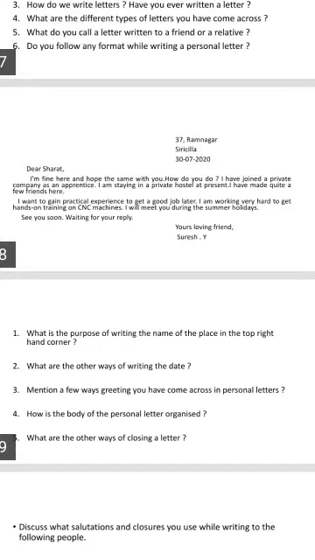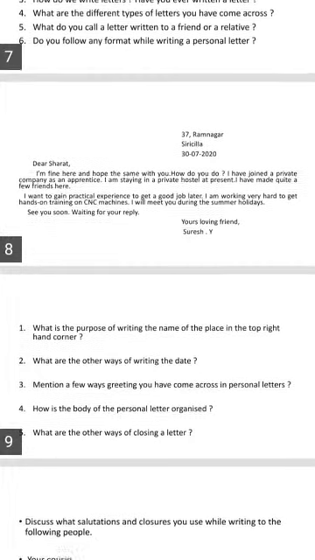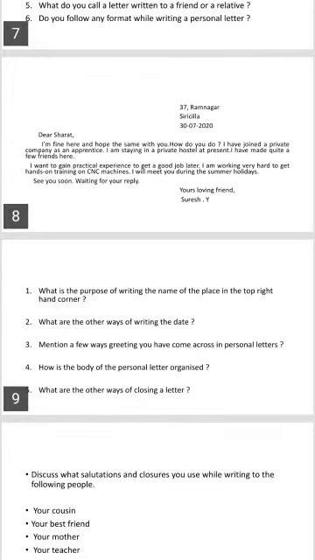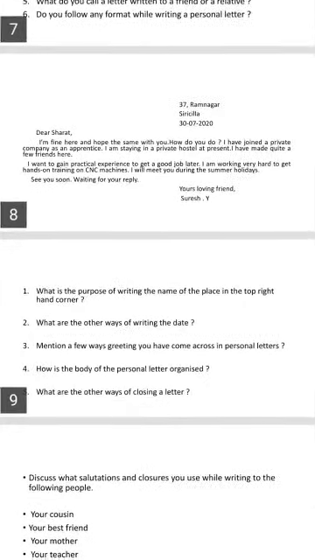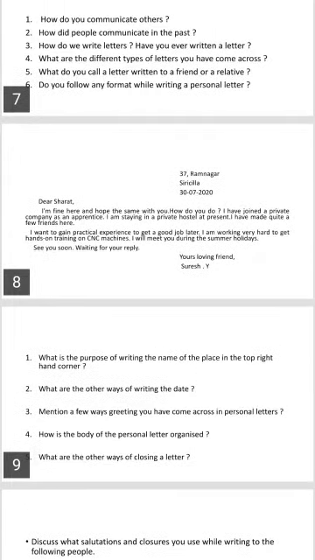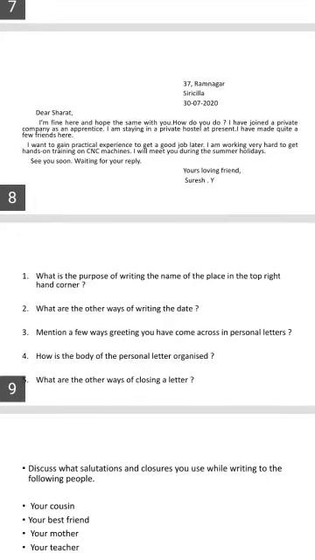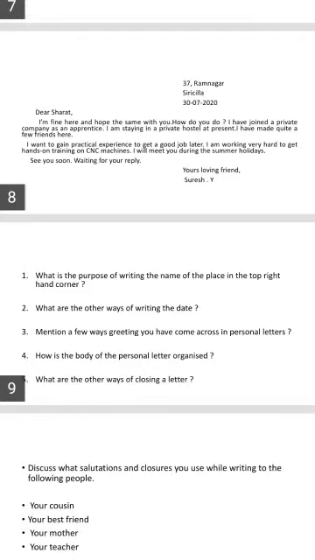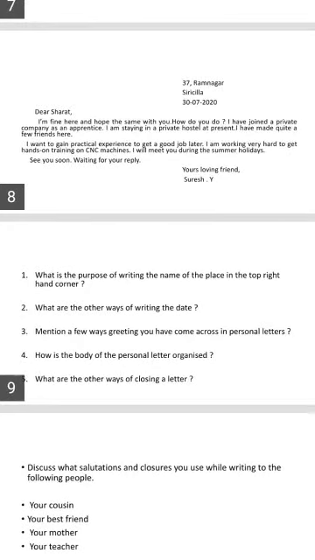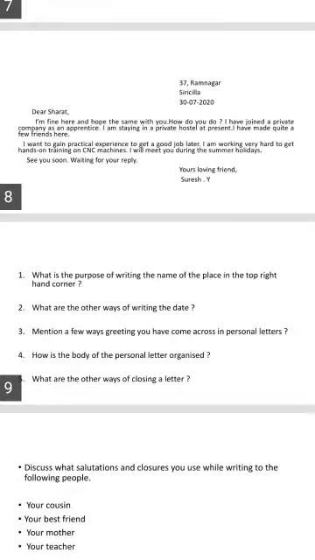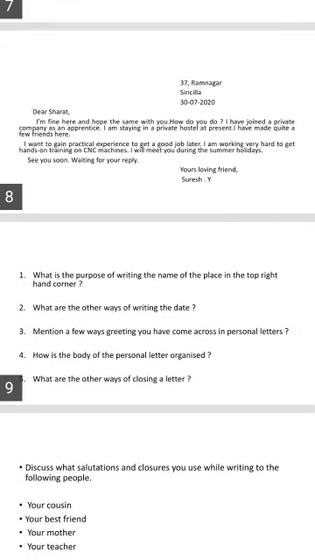So this is the letter. In the first place, 37 Ramnagar, Sirsilla, 30/7/2020. This is called the heading. In the heading, the from address: 37 is the street number, Ramnagar is the street, Sirsilla is the place from where you are writing the letter, then the date.